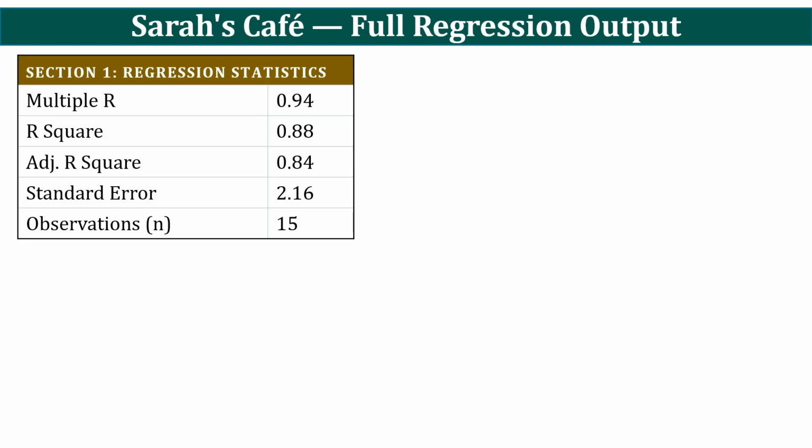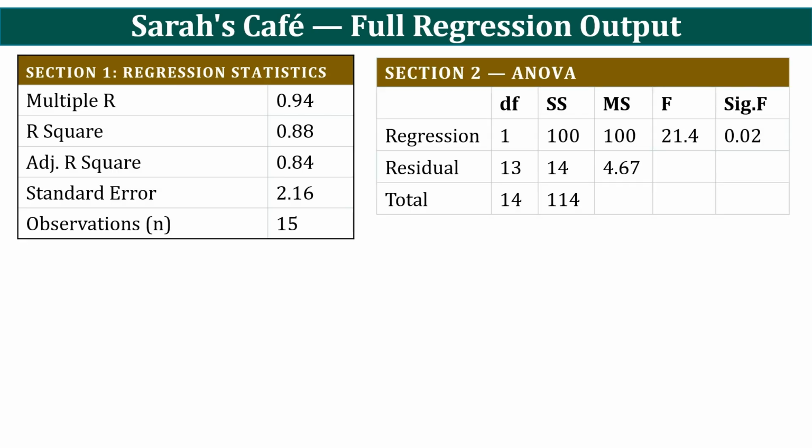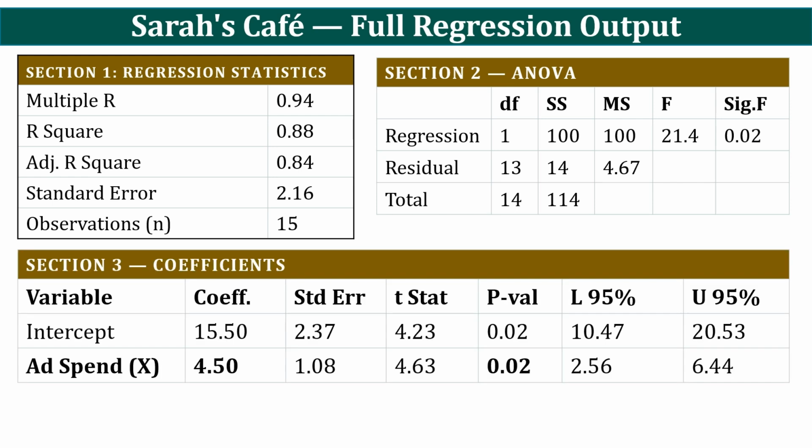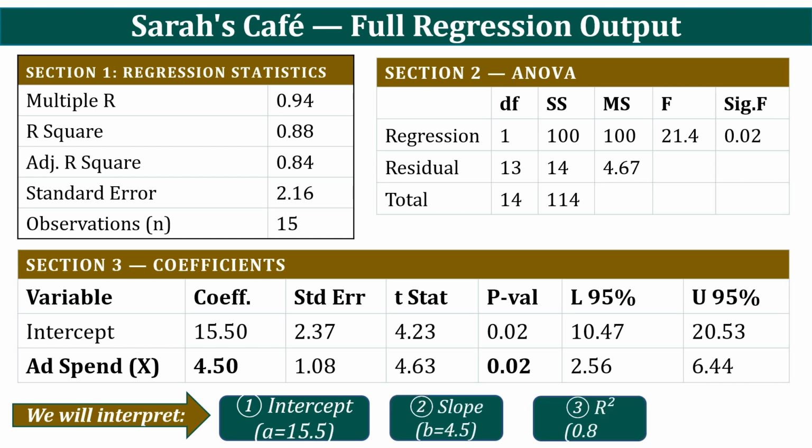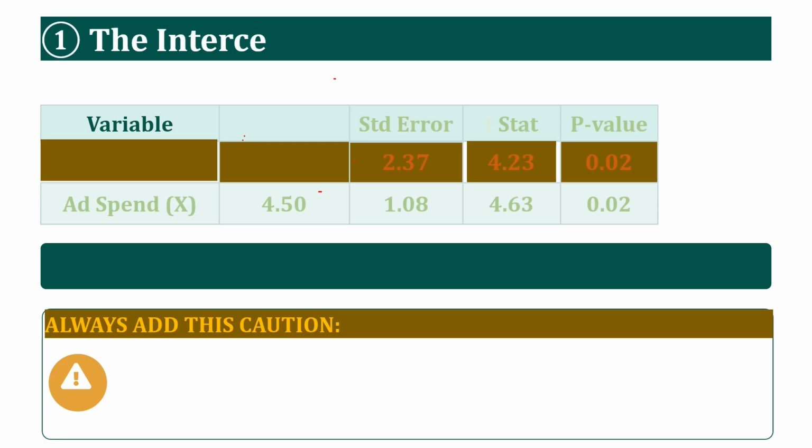Section 1, regression statistics. Section 2, ANOVA. Section 3, coefficients. Sounds intimidating? It isn't. Because today we are only focusing on 5 numbers inside Sarah's output. The intercept, the slope, R squared, the p-value, and one complete written answer. 5 numbers, that's the whole game. Let's find them. Number 1, the intercept.